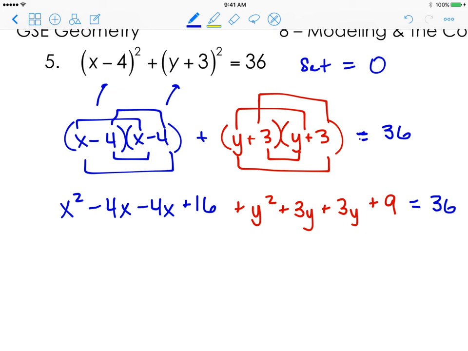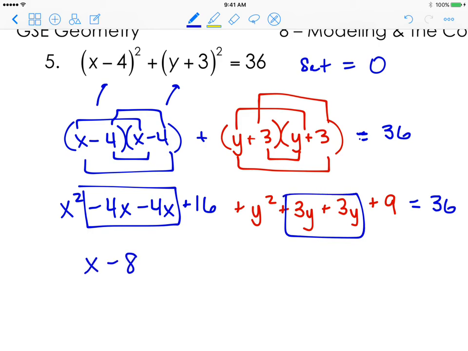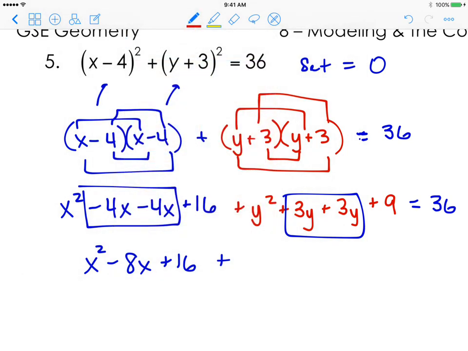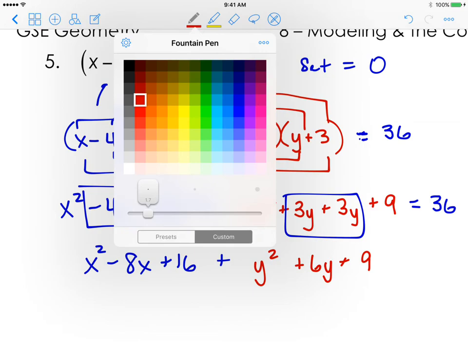So now we're going to combine like terms. I've got two x's and I got two y's. So I get x squared, sorry guys, minus 8x plus 16 plus y squared plus 6y plus 9. And of course that equals 36.